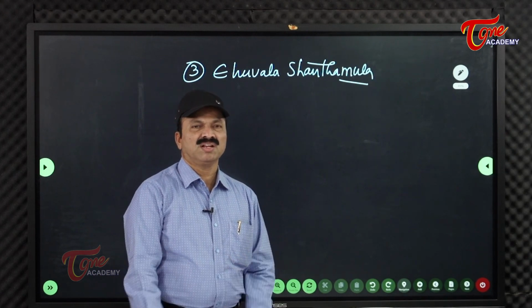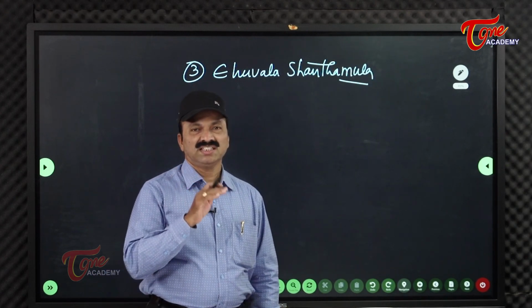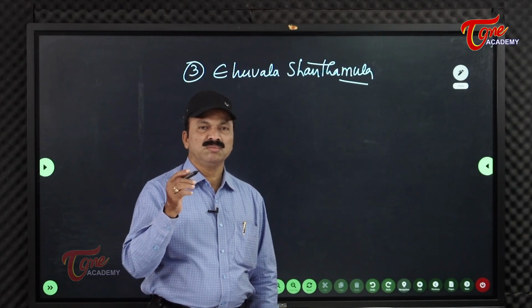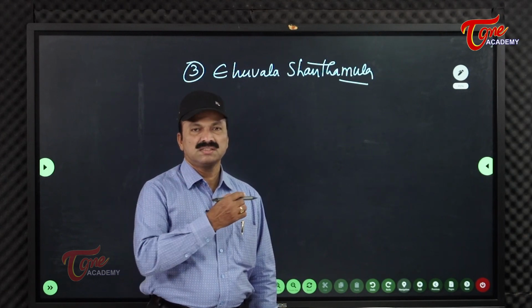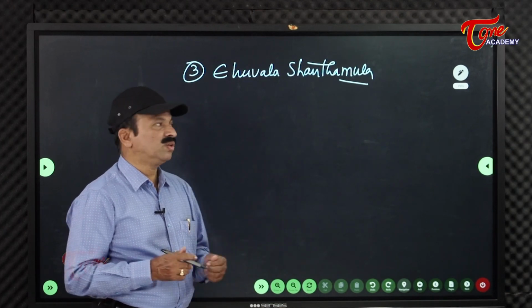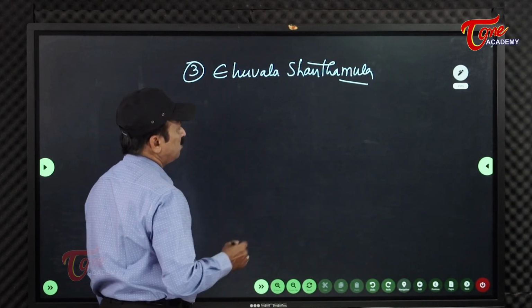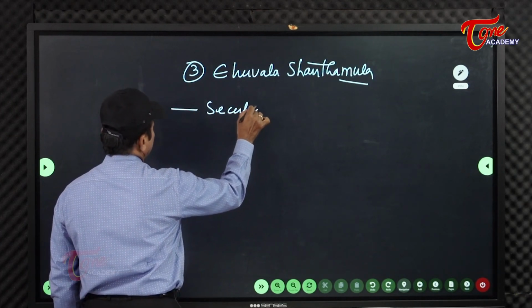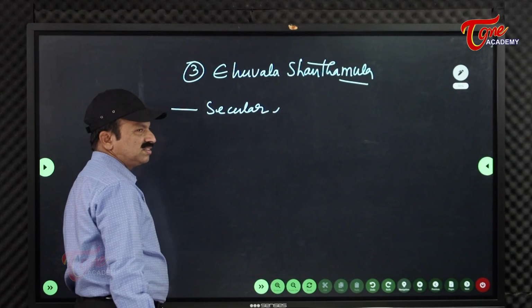During this period, what happened? Temple architecture developed according to Vastu. Previously, temples were not established based on Vastu, but from the period of this ruler, temple architecture all developed according to Vastu. Yehuvala Shantamula was very secular in nature.